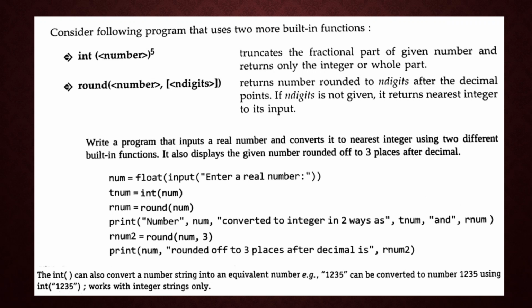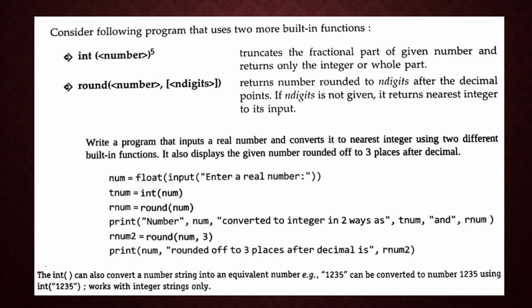Next, the round function, round(number, ndigits). This function returns the number rounded to n digits after the decimal point. If ndigits is not given, it returns the nearest integer to its input. Here one program is given that inputs a real number and converts it to the nearest integer using different built-in functions. It also displays the given number rounded off to 3 places after decimal.